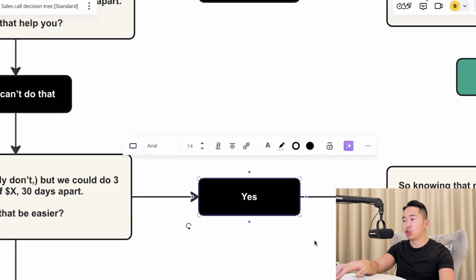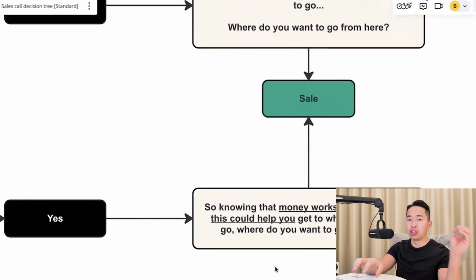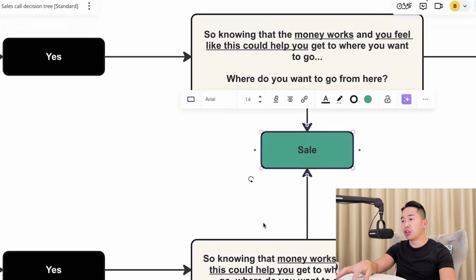If they say, yes, that does work, again, we loop back to the sale. Knowing that the money works and you feel like this could help you get to where you want to go, where do we go from here? So again, you handle that concern and you loop back to the sale. There are different ways you can go about it. You can say, how would you like to proceed? Where would you like to go from here? What should we do from here? So on and so forth. It doesn't have to be those exact words, but something along those lines. And then you go into the sale.